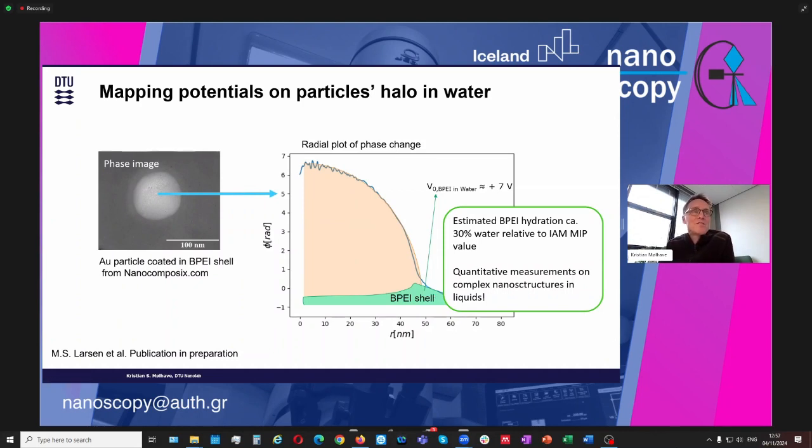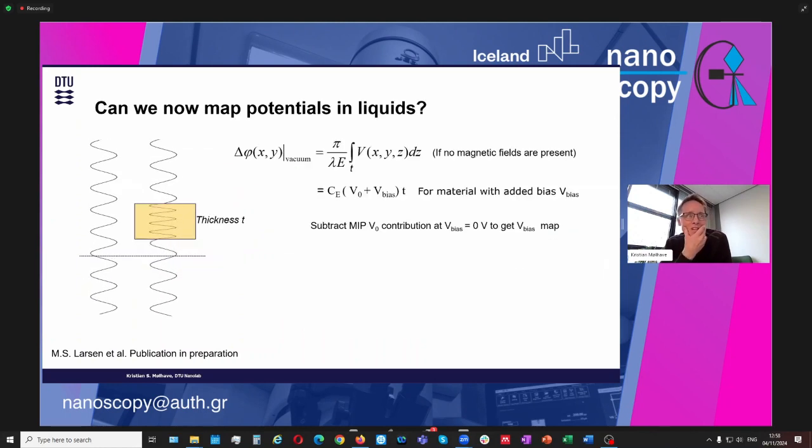So the uncertainty on this absolute scale is not so nice. But these measurements we can do now also make it possible to measure hydration levels. And I can tell you a lot of people doing nanomedicine or other things would really like to get those quantitatively out. But let's go a little more into the actual potential maps then.